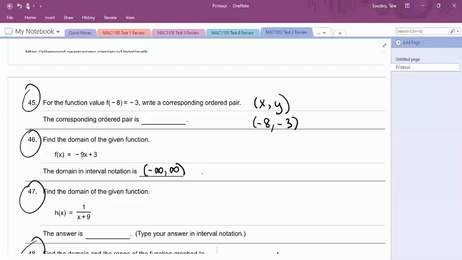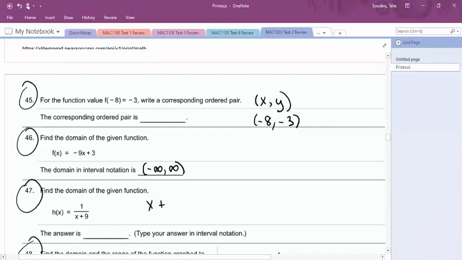So that works for any fraction, no matter what it is. We have to say, okay, our denominator, which in this case is x plus 9, cannot equal 0. So what does that mean x is not allowed to equal? 0? X could actually be 0, right? Because 0 plus 9 is 9. So that would be fine.